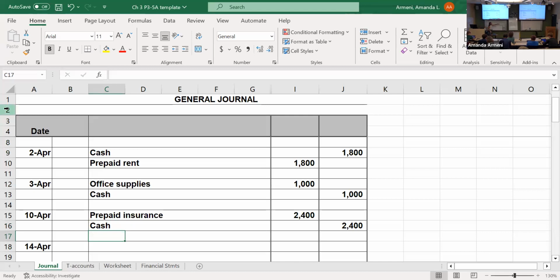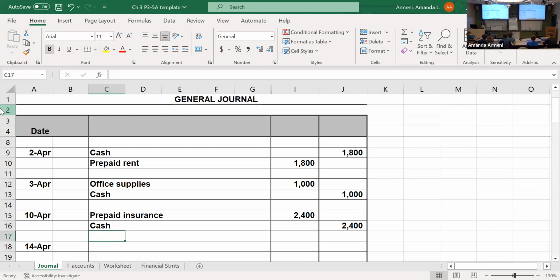Josh, what kind of account is prepaid insurance? It's an asset. It is something that we have paid for in advance of actually getting use out of it, right? Same as prepaid rent. So we show that asset until we actually use it.